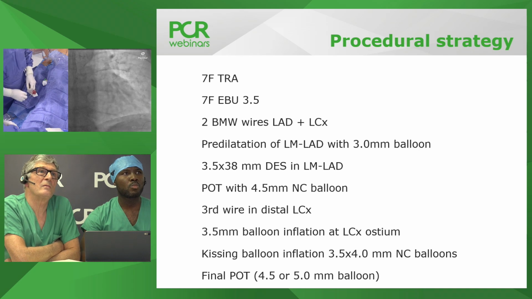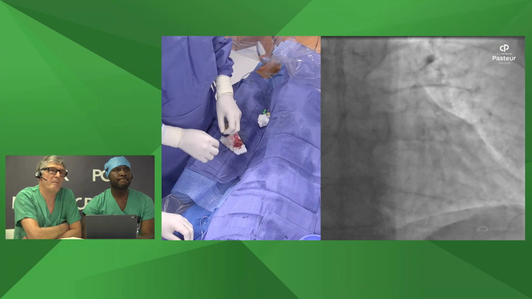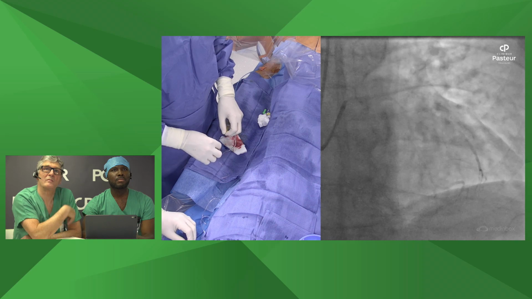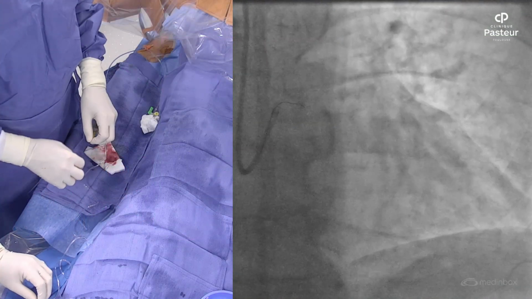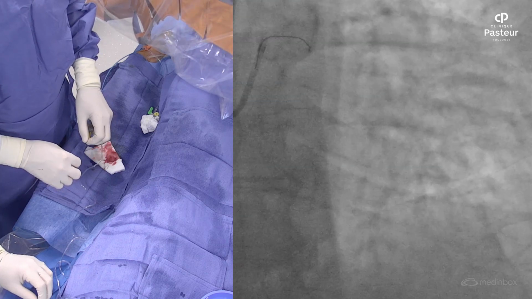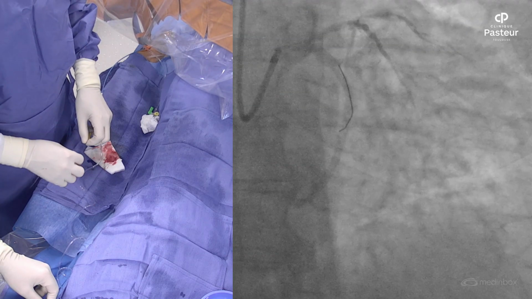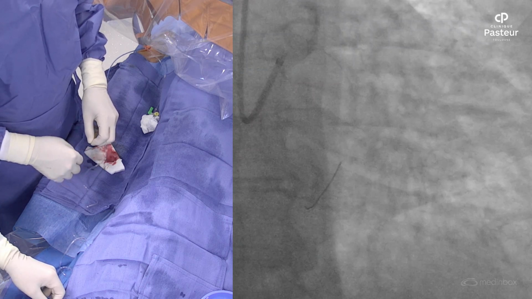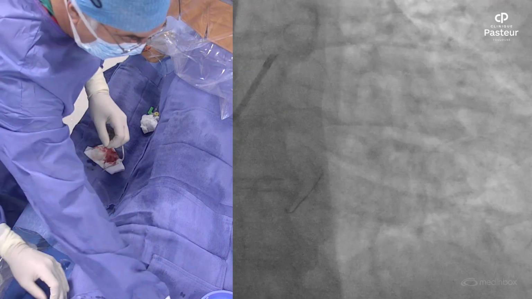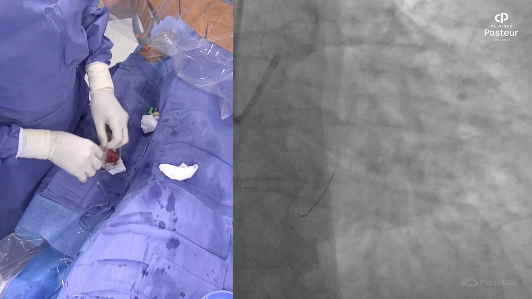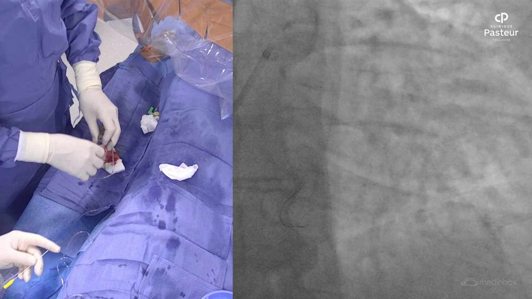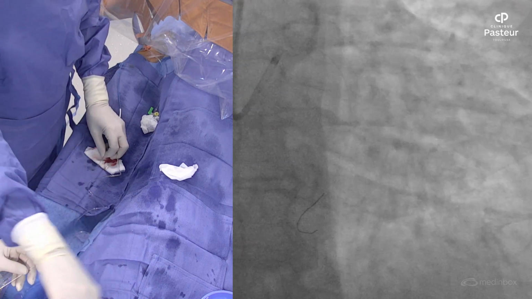So now you are using two wires. The wire is a BMW, I think. Yes, this is a standard BMW that we use in routine. The first wire could be parked in the distal circumflex here. Then we will advance a second wire in order to place it in the distal LAD. So this is the circumflex wire.